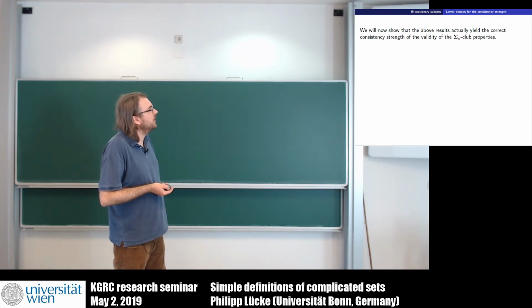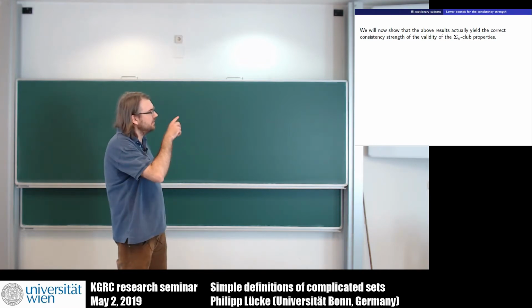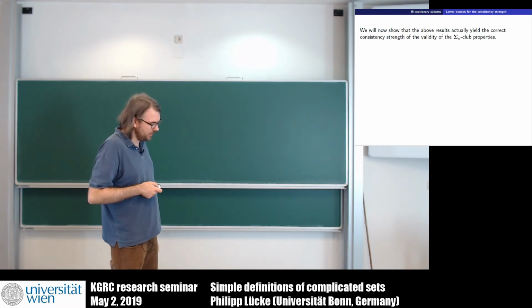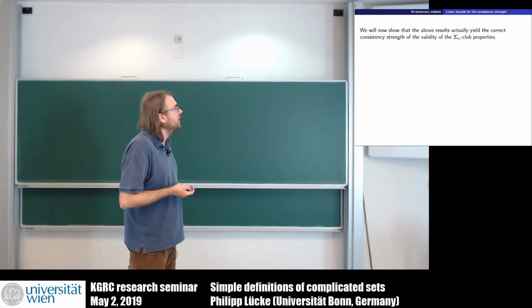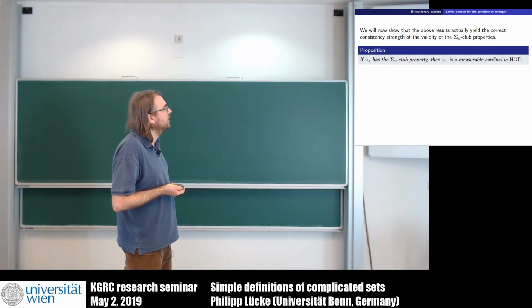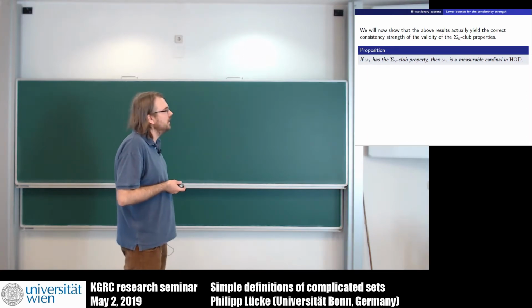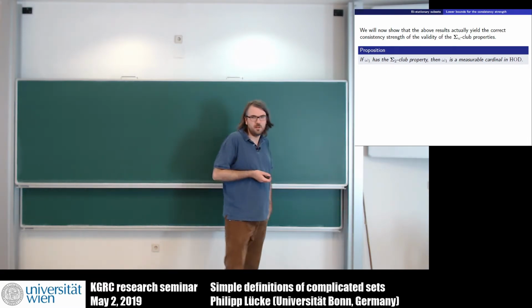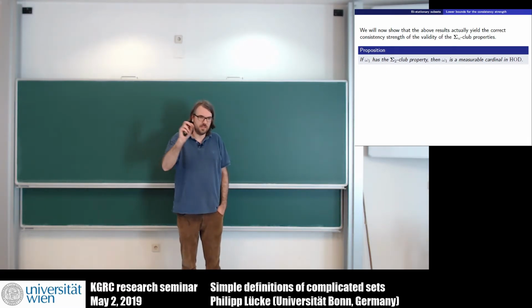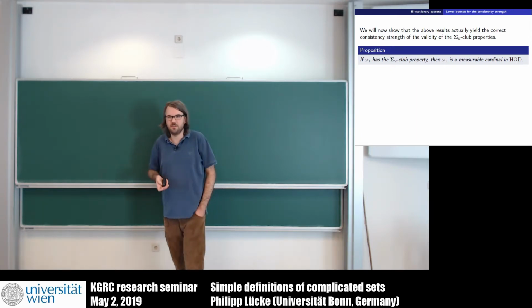Okay, so now the last thing I want to do is present some results that tell us that the consistency strengths given by these forcing constructions are actually the correct ones. And for the sigma 2 club property, this is actually easy. If omega 1 has the sigma 2 club property, then omega 1 is measurable in HOD. This is just because you take the club filter and intersect it with HOD. This is an element of HOD, and it's an ultrafilter there.